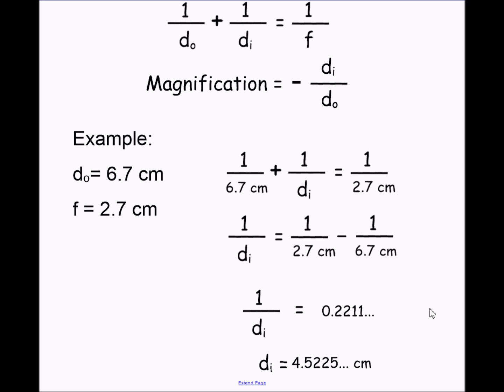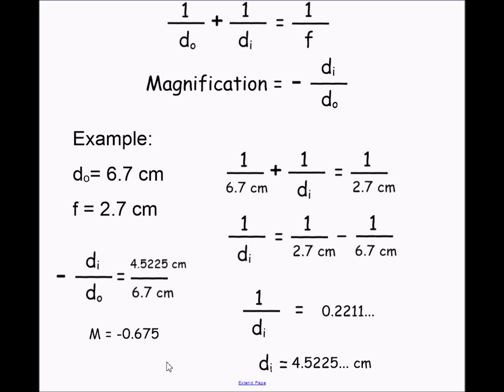Now, you can also calculate the magnification, and the answer to the magnification tells me some other things about it too by using this simple relationship. If I just take the ratio of the di, the image distance, to the object distance, I can find out what the magnification is. And so I'm going to do that over here in this spot on the paper. If I take negative di over do, so it's going to end up being negative 4.5225 over 6.7, I'm going to calculate this answer, which is negative 0.675.